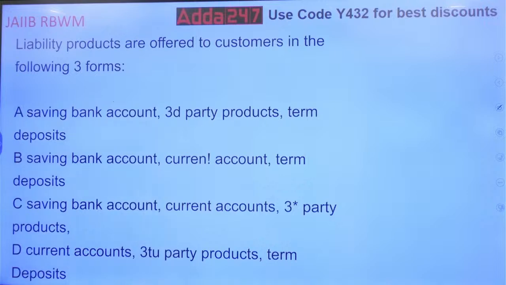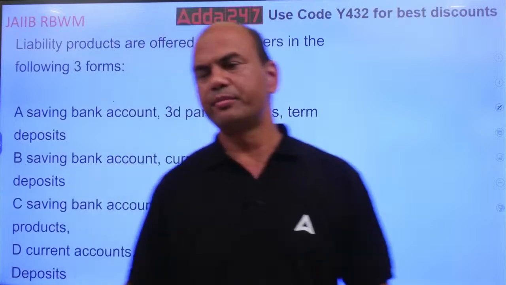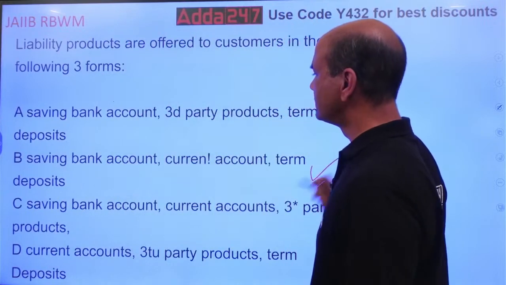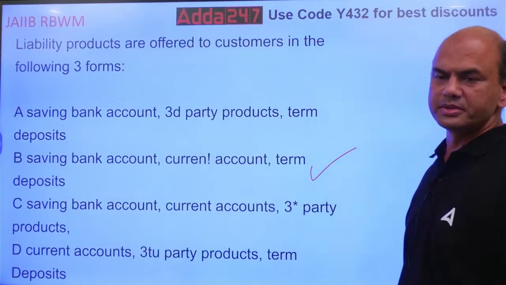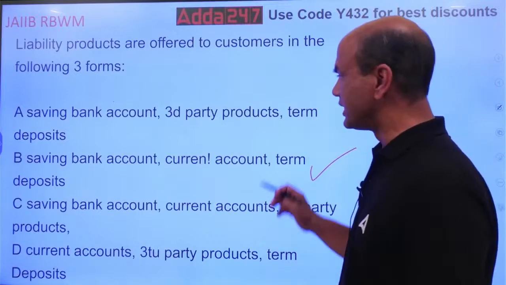Yeah. What is the answer? A, B, C, D? B, correct. Saving account, current account, term deposit. Okay. This is the answer for that.